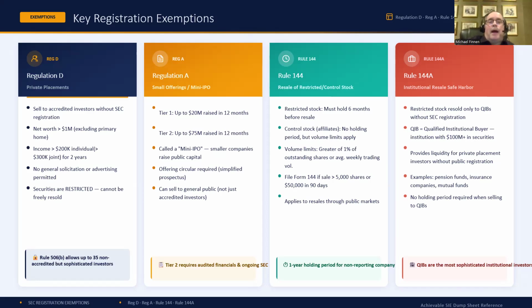Next one, Reg A. I can't tell you how many people take this test, get a Reg A question, and go like, I never heard of Reg A. Nobody ever said anything about Reg A. So now we're saying it. Okay. Reg A are small dollar offerings, kind of mini IPOs.